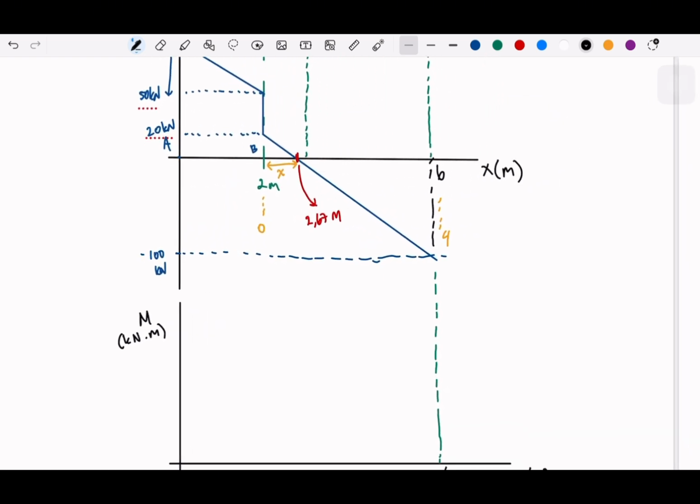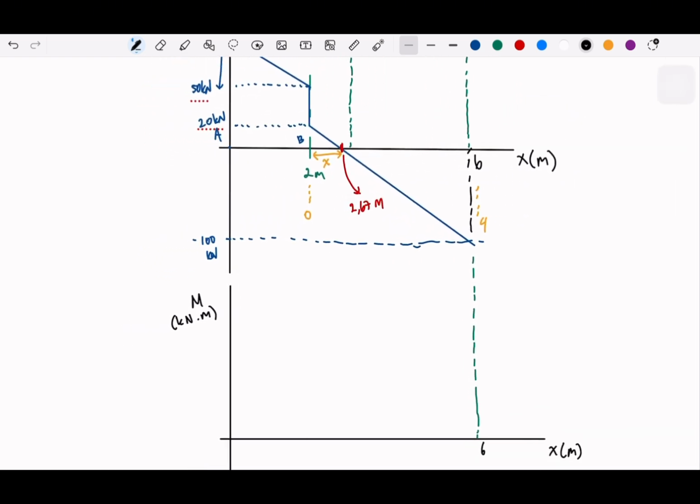So what's happened is, at this point, let's say this is 2 meter, and we have this 2.67, which is important. Let me write again here. This is 2, this is 2.67. Okay, I think I wrote everything correct.